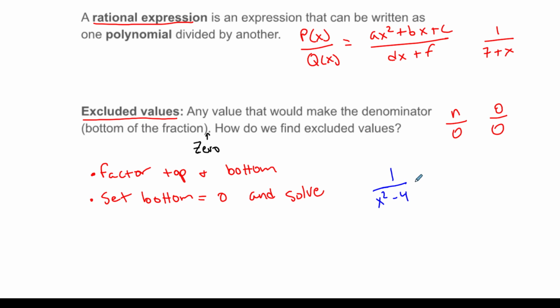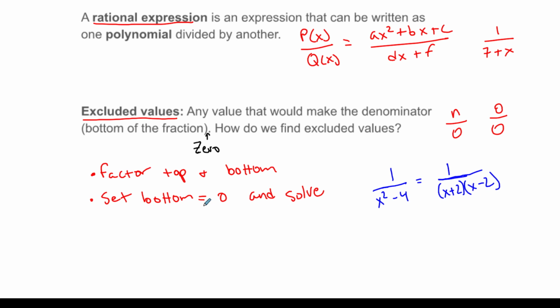This is a rational expression. Now, we can factor the top and bottom. Top is unfactorable. We can factor the bottom, though. It's a difference of squares, right? x plus 2, x minus 2. And so we ask ourselves, what could I plug in for x that would make the whole thing 0?